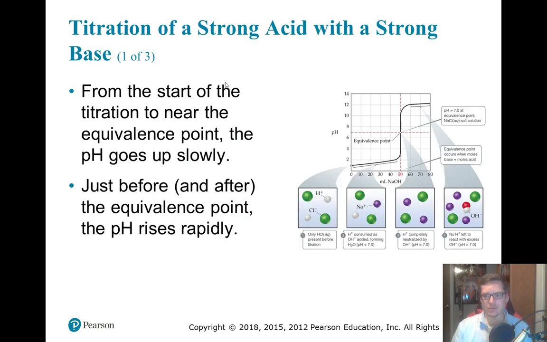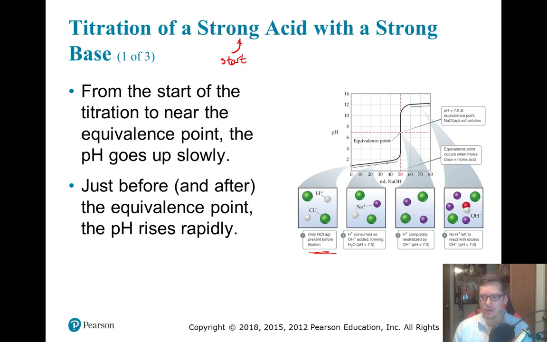So if we titrate a strong acid with a strong base, we start with just strong acid in our beaker, and then we add a strong base to it. If we measure the pH of this strong acid by itself, we'll be at some low pH. That makes sense because strong acids completely dissociate. So in step 1, we've got only hydrochloric acid present before we start titrating. Then we start adding our sodium hydroxide.